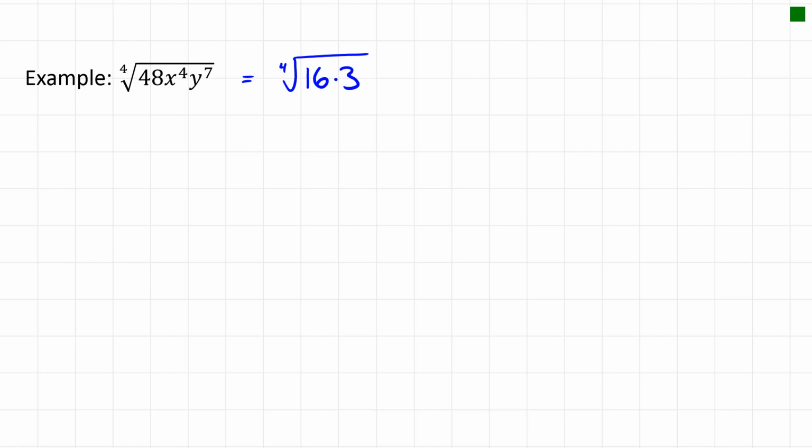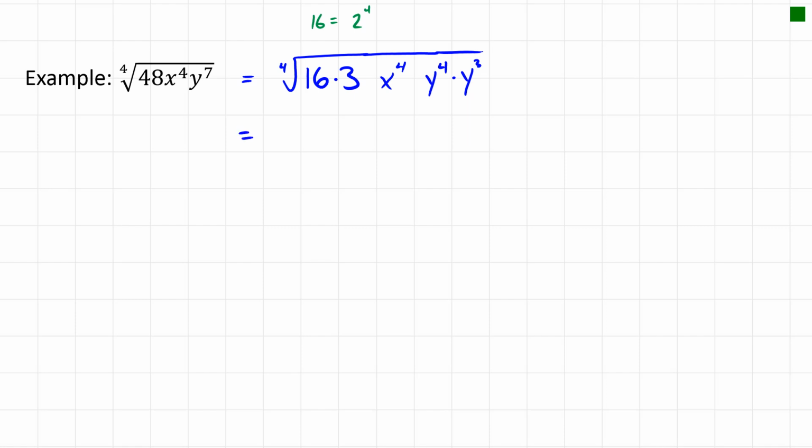I know that 16 is equal to 2 to the power of 4. So that's what I'm doing there. X to the power of 4, well, I don't have to do anything about that, because that's already obviously a perfect fourth. And then y to the power of 7, well, I have y to the power of 4, there's a perfect fourth, and I would be left with y to the power of 3.